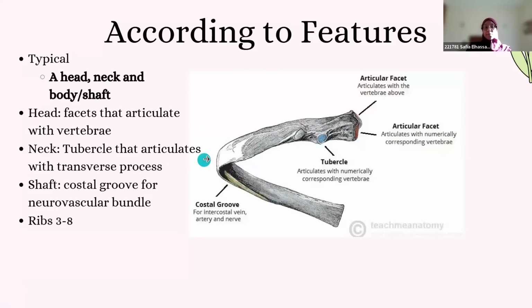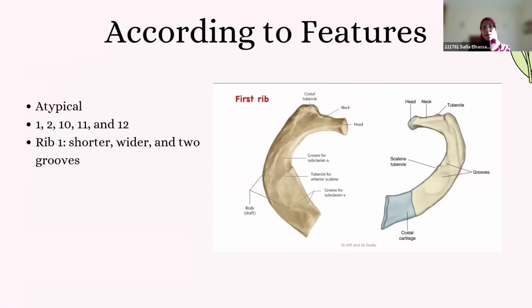So the typical ribs are ribs 3 to 8, and then every other rib is considered atypical because they do not follow these general characteristics. So let's take a closer look at rib number 1, which is an atypical rib. Right away, you can notice that the structure of this one is a little bit wider and flatter, and it's also much, much shorter compared to the typical rib that we just saw.